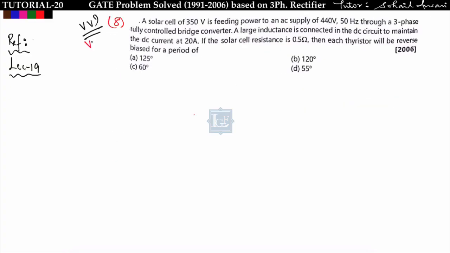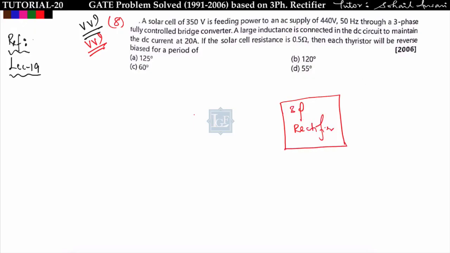This is a very important problem, and it has some concepts I will discuss. A solar cell of 350 volt is feeding power to an AC supply of 400 volt. The solar cell is connected to the 3-phase, like this. Let us say this is a 3-phase rectifier.